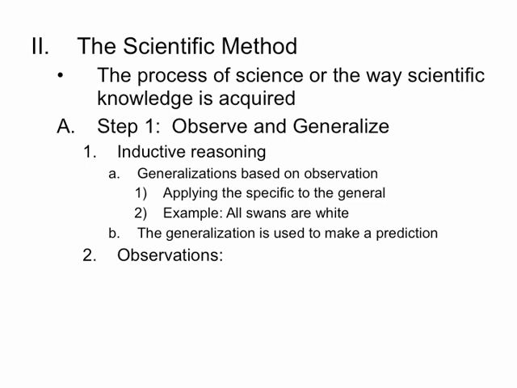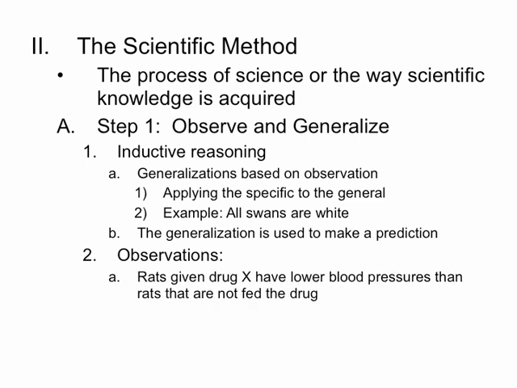The example that I'm going to start using in this podcast is the one out of your textbook. That way you can follow along in the textbook and understand well what's going on. So observations. The textbook states that rats are given drug X. Those rats have a lower blood pressure than rats that are not fed the drug.